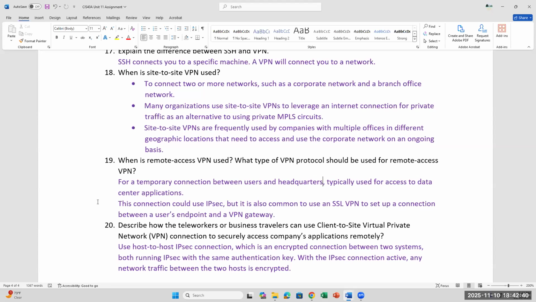Now, this can also be implemented, and you're going to see that today, in your security appliance, physically on your router or your switches.